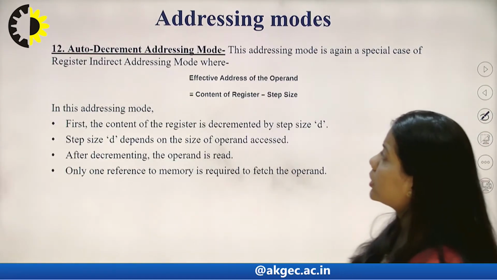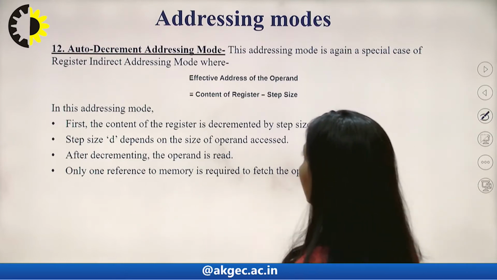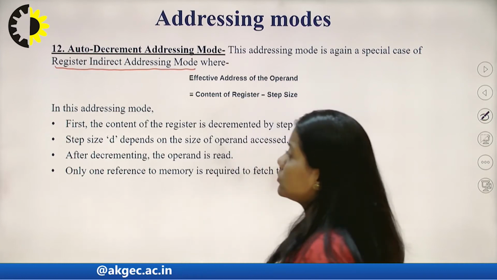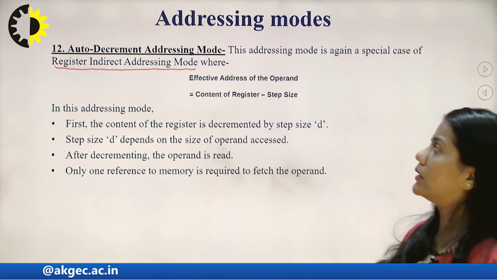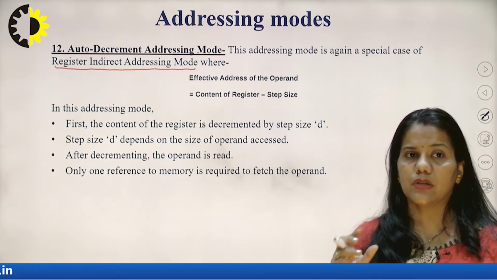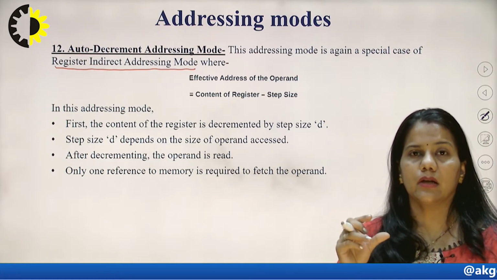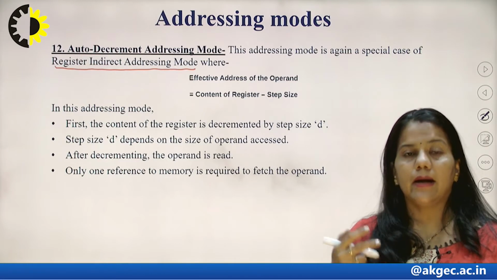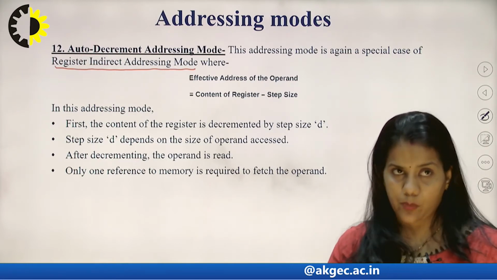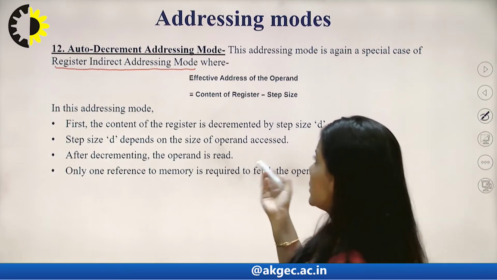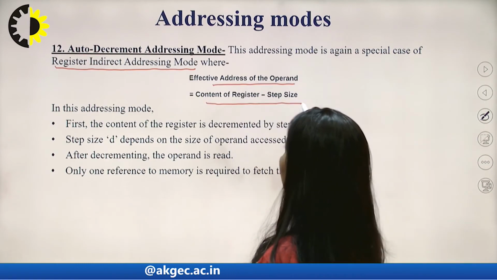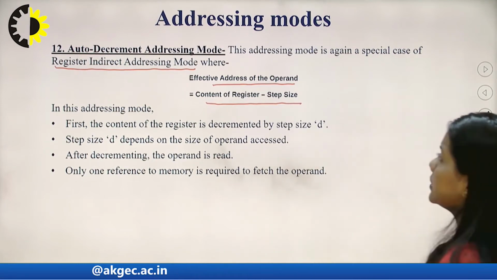Similarly, the auto decrement addressing mode is again a special case of register indirect addressing mode. What was happening in register indirect addressing mode? Whatever value is present in the register will be treated as a memory address, and the contents present at that memory address will be your operand. So this is a special case. What is special in this? The effective address of the operand will be the content of the register minus the step size.